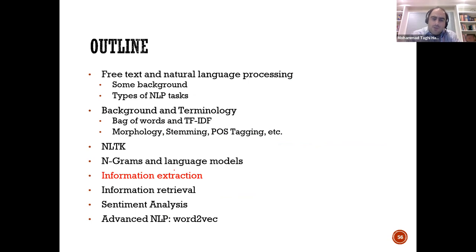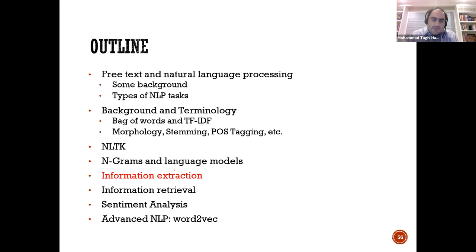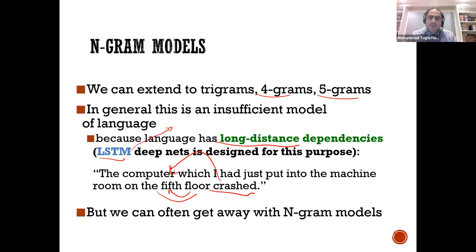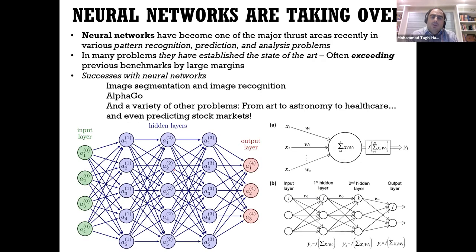We talked about information extraction and information retrieval before. Here, I want to talk a little bit about LSTM and these deep nets, and more about advanced NLP approaches, especially Word2Vec, which comes through neural networks.